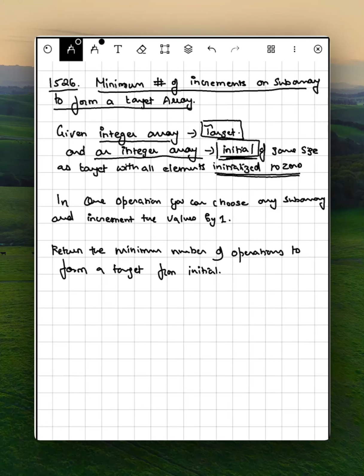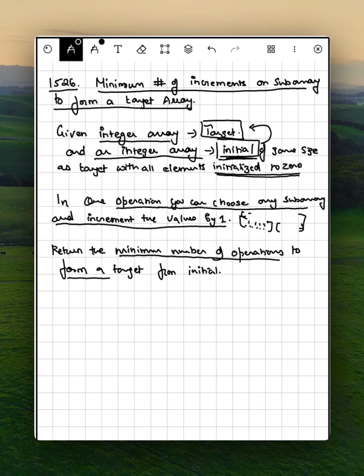So what we have to do is perform a few operations and see how many operations we need to get from initial to target. Now in one operation we can choose any subarray and increment the value by 1. Since we can choose different subarrays, for each subarray we select we increment the value of each element by 1. We can be doing this in groups like this. We have to identify the number of operations required to form target from initial.